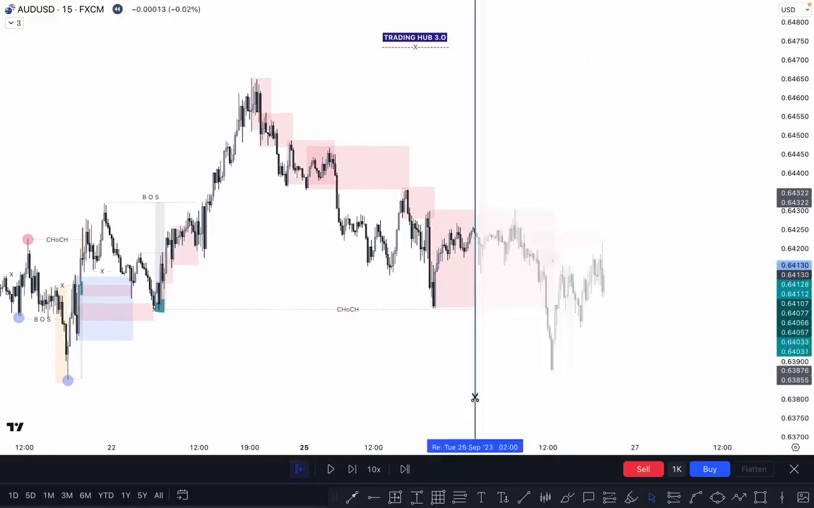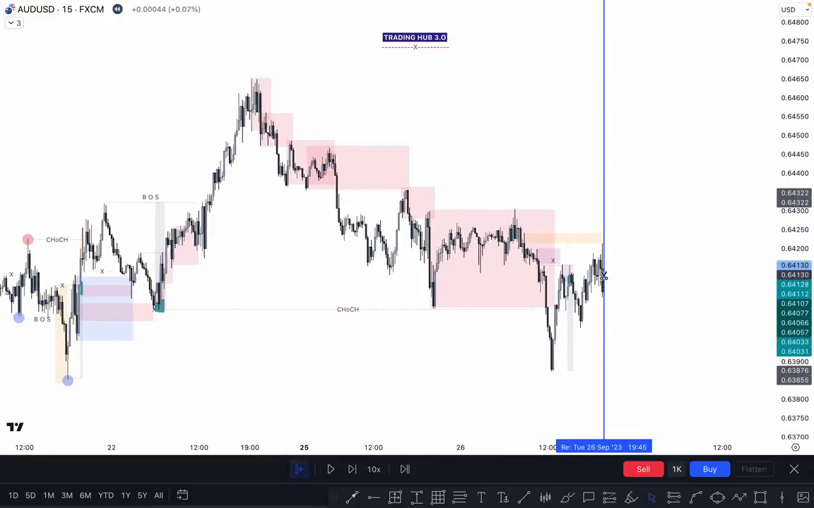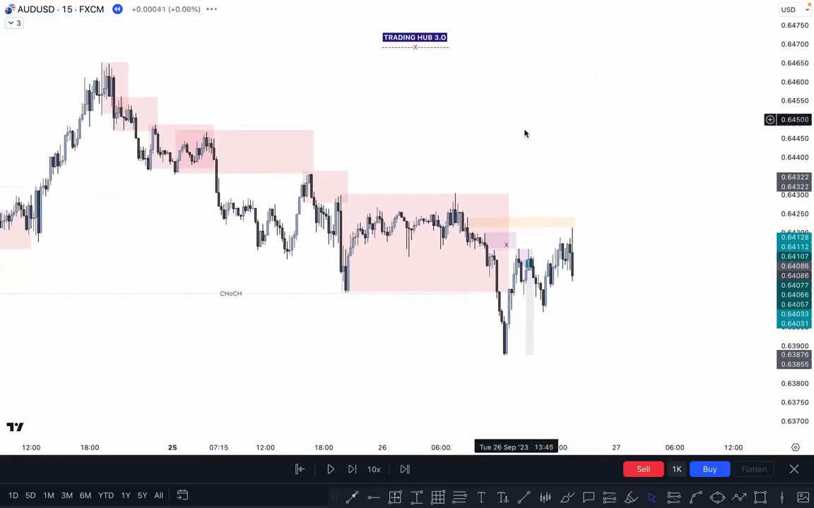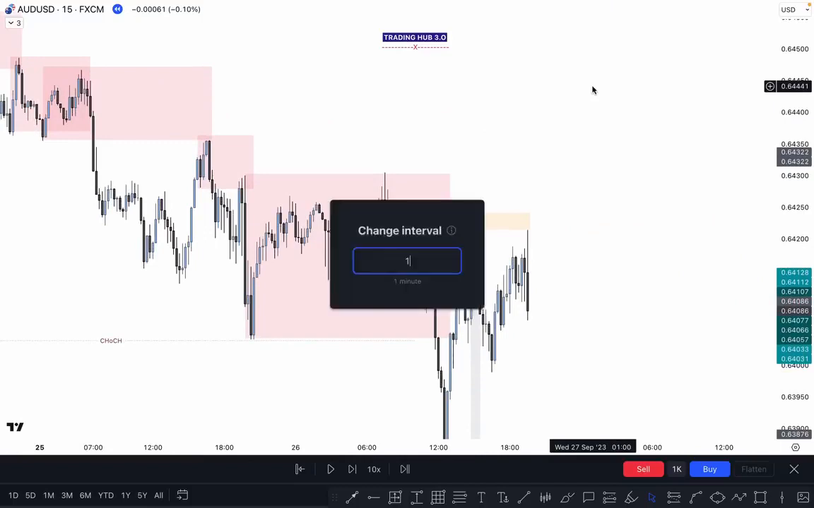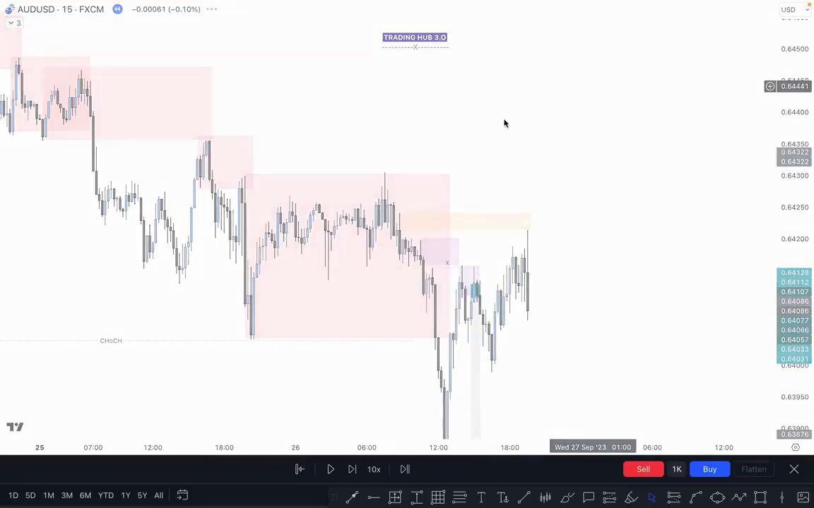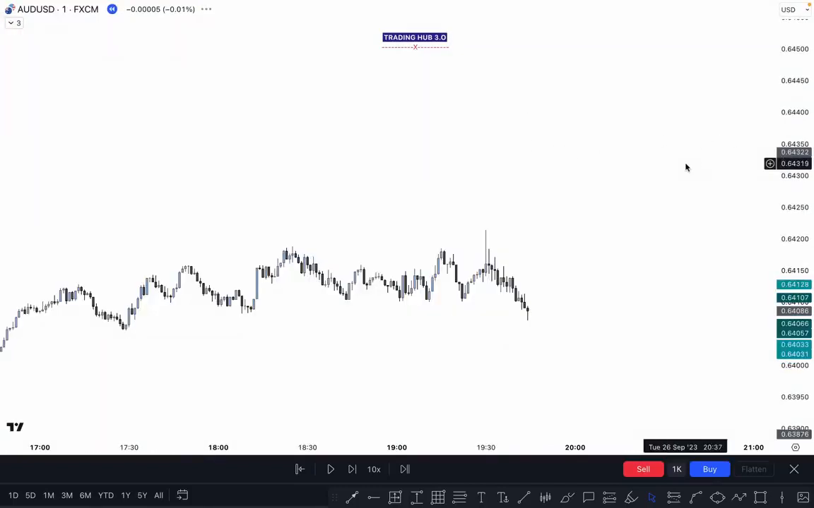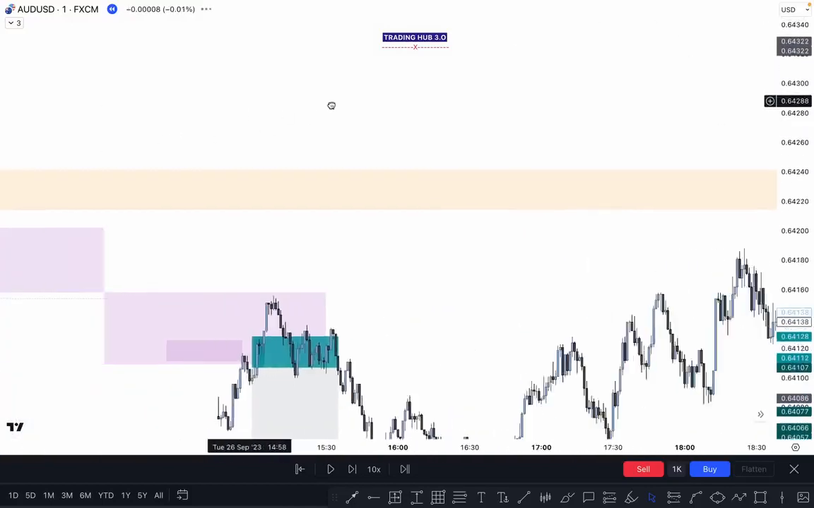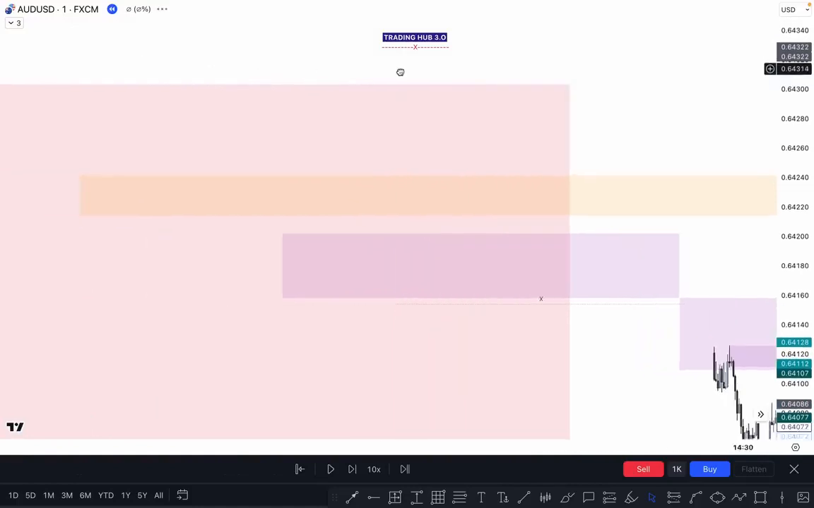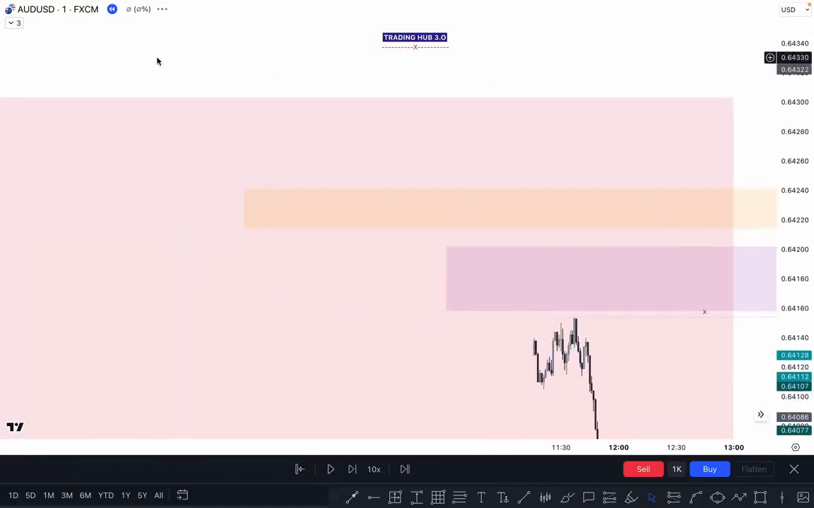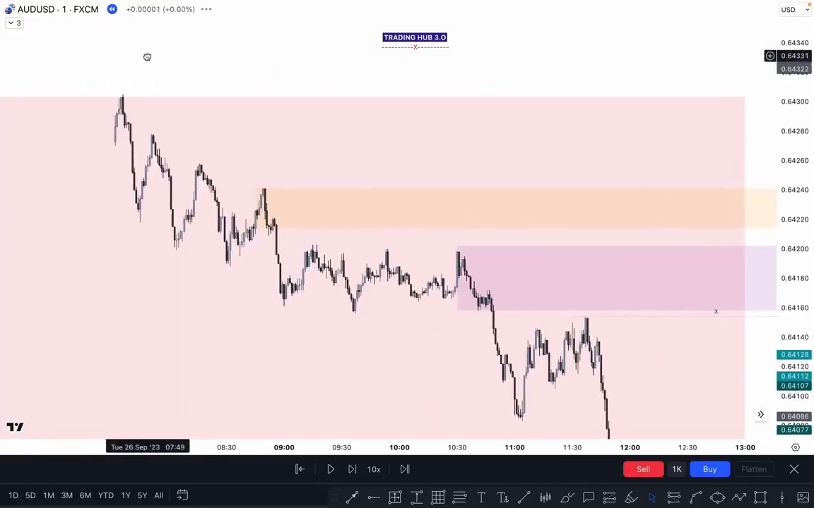Okay, so at this point, when price taps your extreme POI, you have to switch to a lower time frame. In this case, we are using H1 as the higher time frame, 15 minute for the order block, and 1 minute for the lower time frame entry.